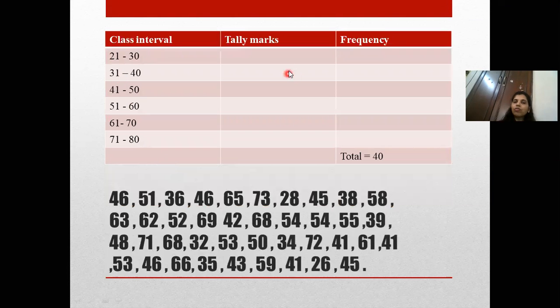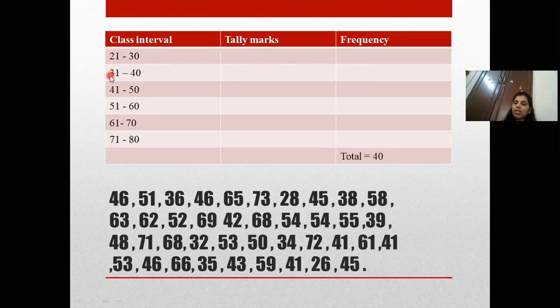Here you can see you have to prepare a table with 3 columns. First column will have class interval, second column tally marks, and third one frequency. You can see the class interval is 21 to 30, 31 to 40, 41 to 50, 51 to 60. So when you are subtracting, you can see 30 minus 21, 9. 40 minus 31, 9. So your class interval should be such that the difference between the lower limit and the upper limit should be same.